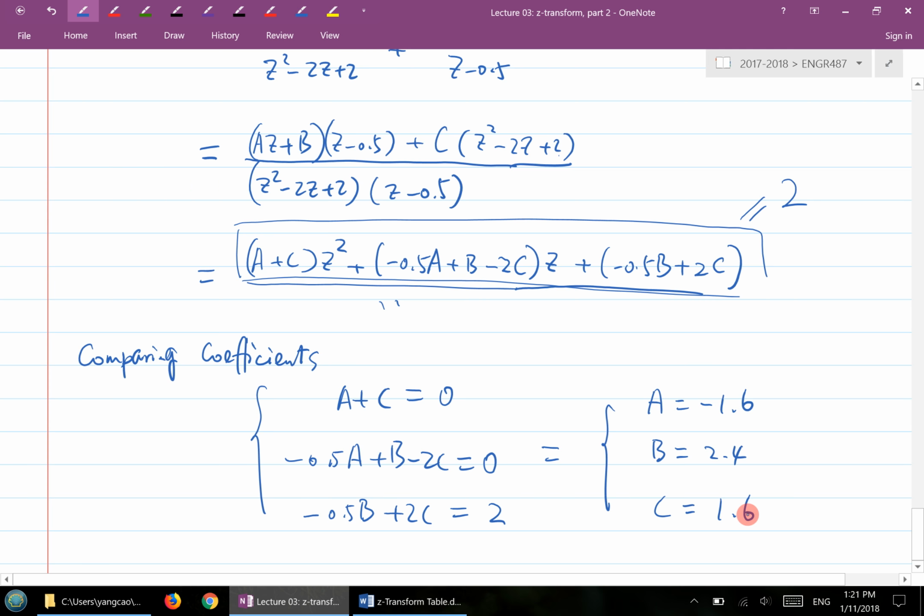Okay. Is that good? If you recall, there should be a very similar concept for the inverse Laplace transformation when your roots for the Laplace term are a pair of complex roots. Okay. Comparing coefficients.